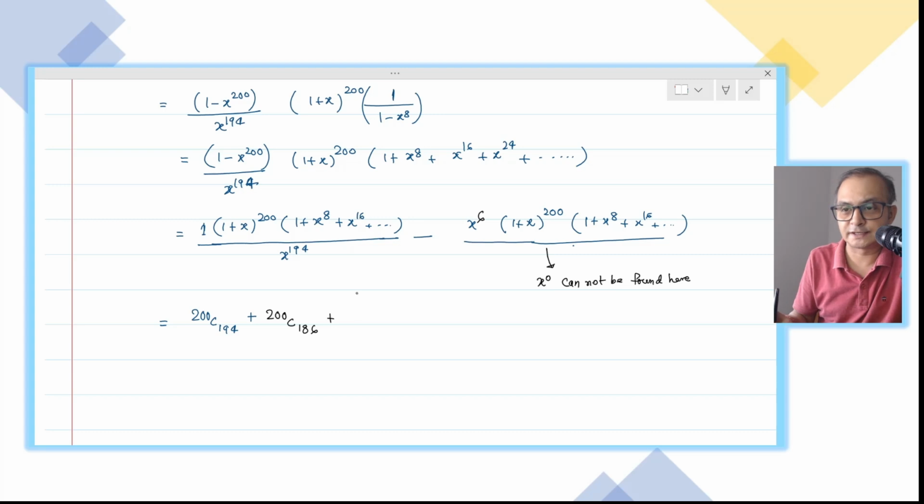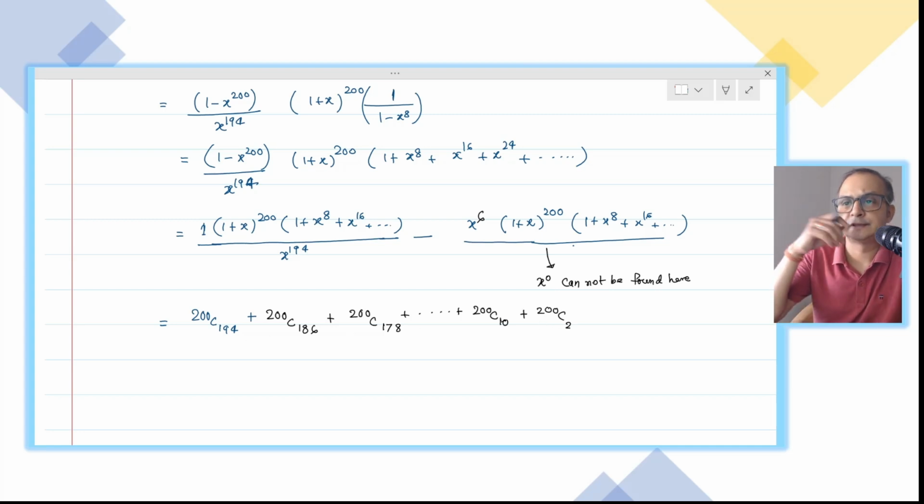And then for 16 I need 200c, and how much do I need to get 194? 178. And you can notice at the end I can get 200c10 also, and 200c2. So this will be the sequence we get to get x to the power 0 in this coefficient.